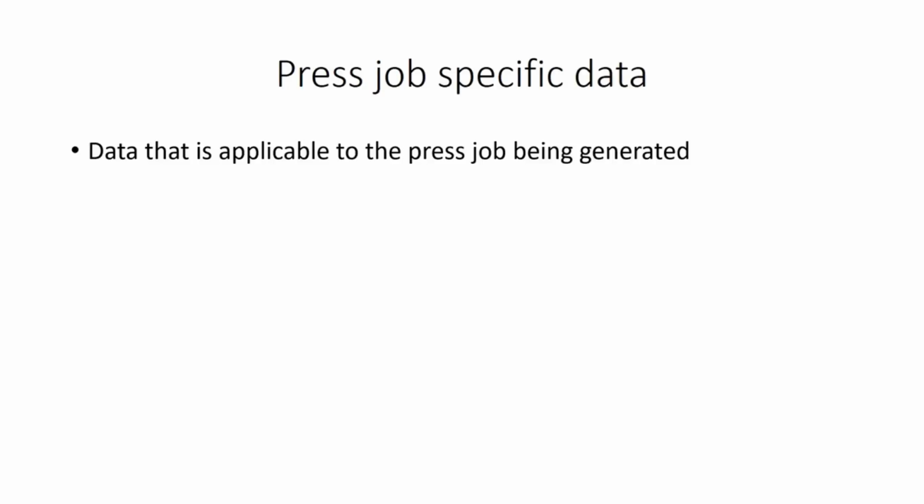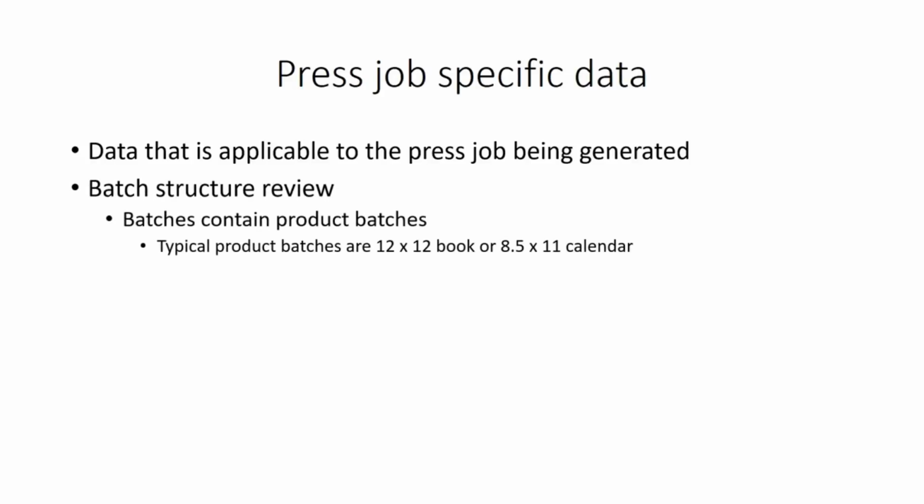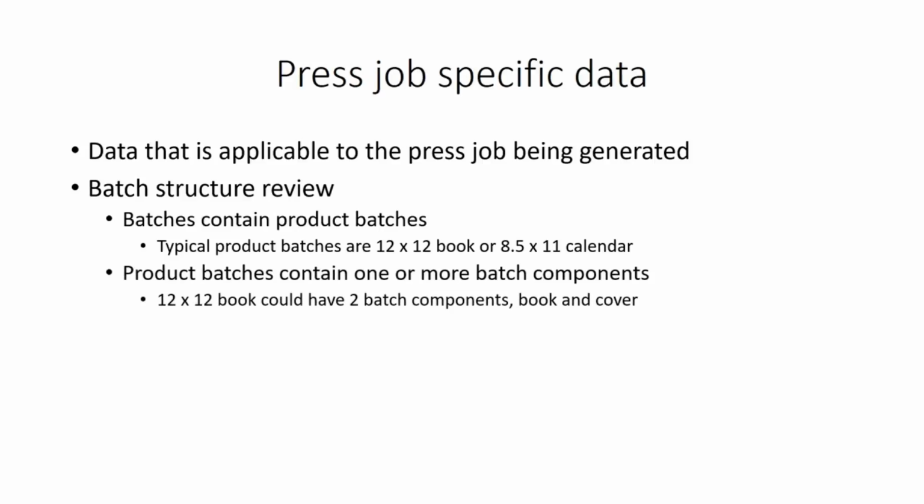Before we go too much further, let's take a minute and review a few key points regarding batch structure and its output. Remember that every batch generated from the Infinity software is going to consist of one or more product batches. A product batch will be something like a 12 by 12 book or an 8.5 by 11 calendar. Each of these products will consist of one or more batch components. For example, the 12 by 12 book may include two batch components, a book block and a cover. When you hear the term batch component, think press job.